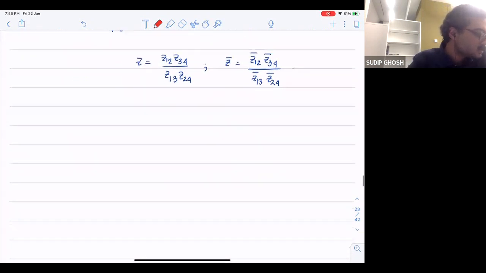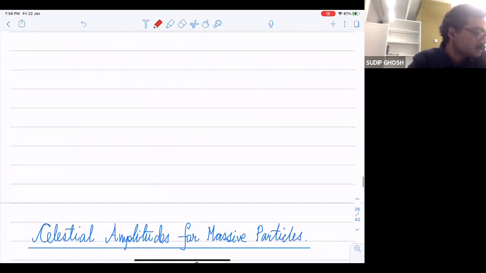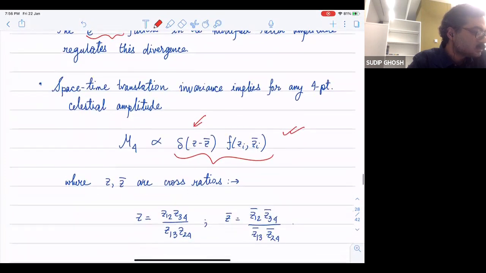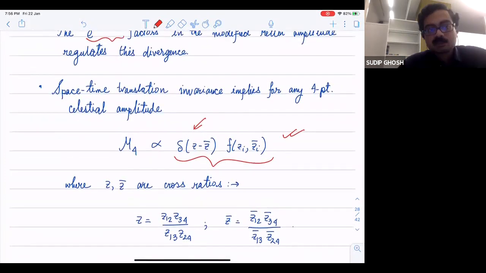Okay. So with that, I'm more or less done with the basics of what I wanted to say about Mellin transforms for massless particles.